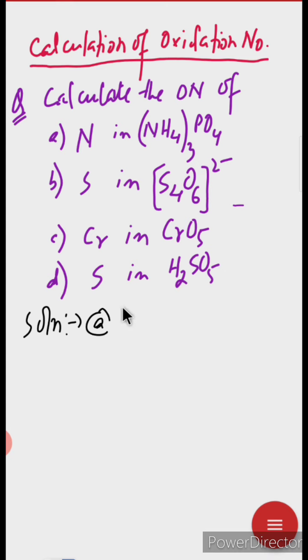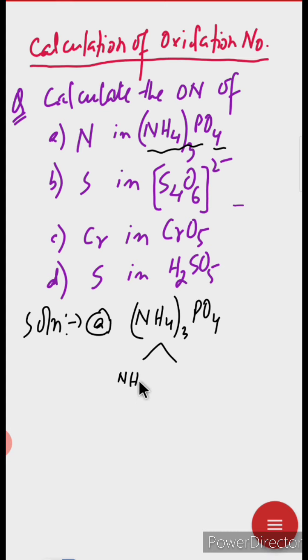In the first question we need to calculate the oxidation number of nitrogen in this compound. Now this is ammonium phosphate. This can be written separately, and this question can be solved in two ways. This is the ammonium ion and this is the phosphate ion.